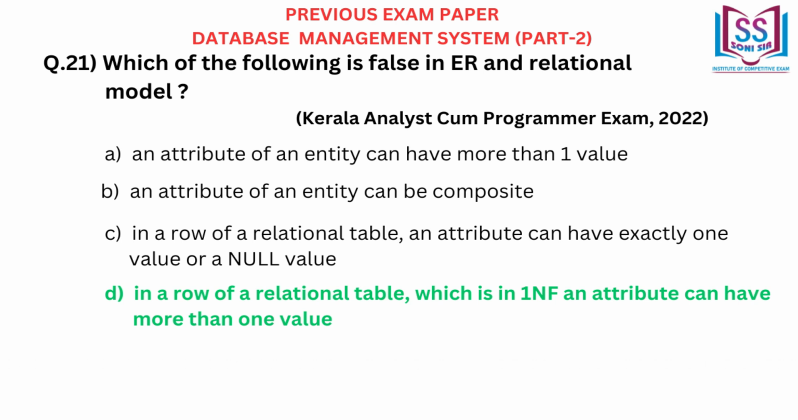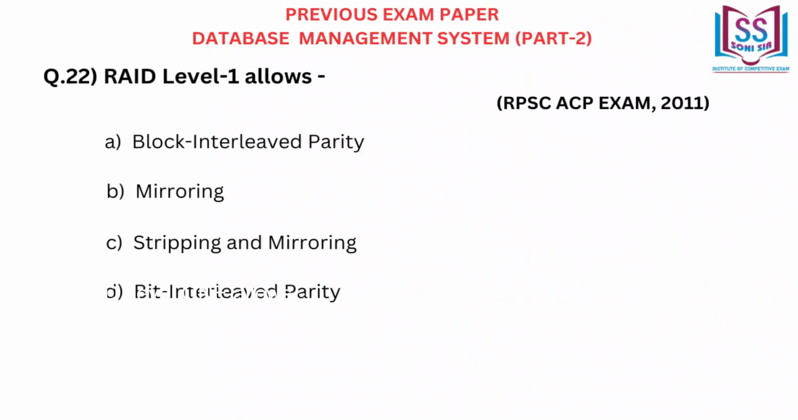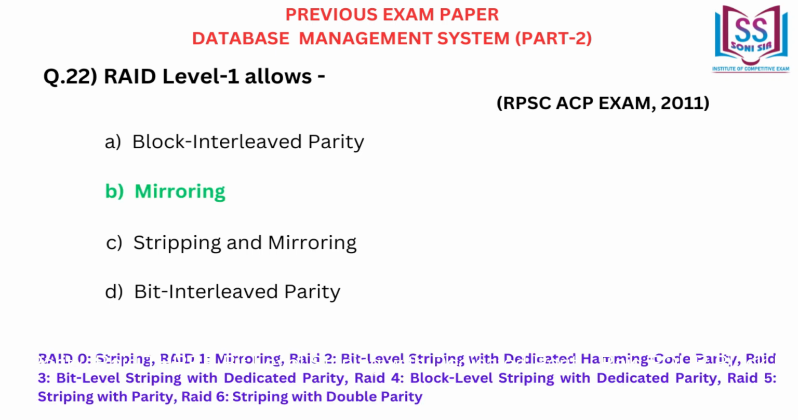RAID level 1 allows: A. Block interleaved parity, B. Mirroring, C. Striping and mirroring, D. Bit interleaved parity. Correct answer B. Mirroring. RAID 0 striping, RAID 1 mirroring, RAID 2 bit level striping with dedicated Hamming code parity, RAID 3 bit level striping with dedicated parity, RAID 4 block level striping with dedicated parity, RAID 5 striping with parity, RAID 6 striping with double parity.